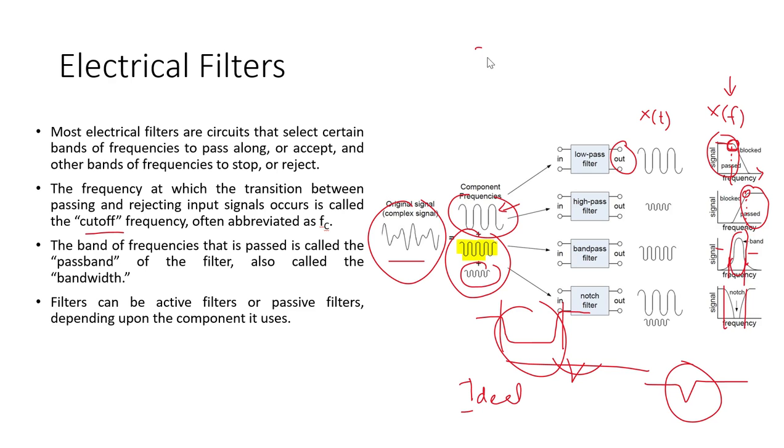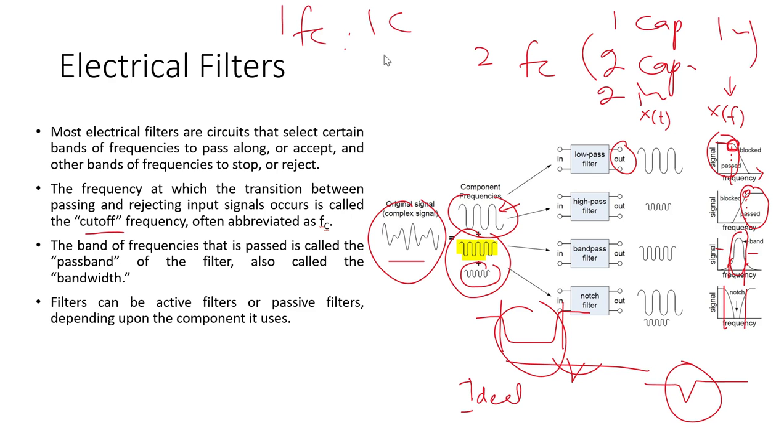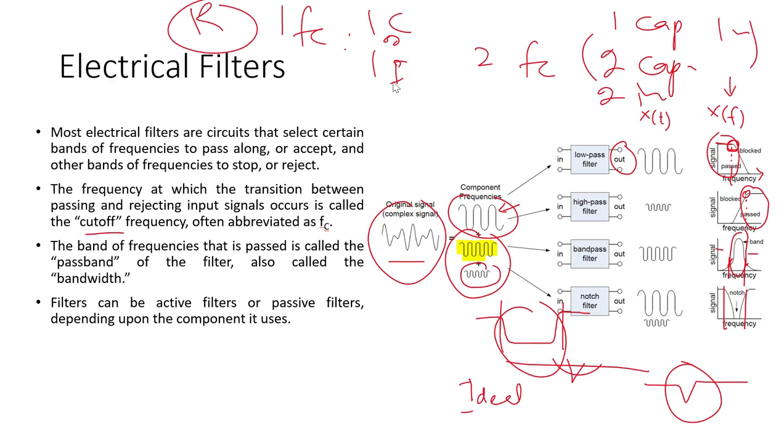So two cutoff frequencies means that we have two capacitors, or two inductors, or one capacitor and one inductor. One FC means that we have one capacitor or one inductor. And of course some resistor for voltage drops. So two cutoff frequencies, two components; one cutoff frequency, one component. The band of frequencies that is passed is known as the pass band. So the pass band is what we will get on the output. The frequencies that are rejected are known as the rejected bands.